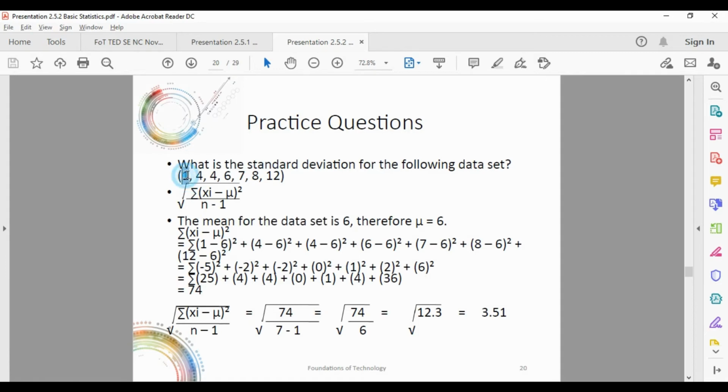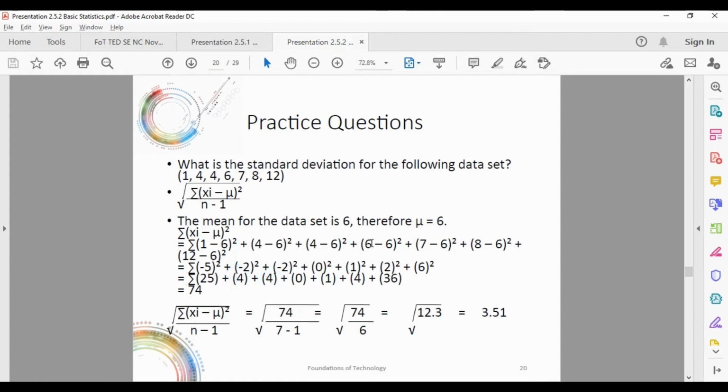Then you take each element, 1, subtract 6, 4, subtract 6. There's another 4. Then there's the 6. Then there's the 7. Then there's the 8. And then finally there is the 12. Okay? 1 minus 6, that's a negative 5. Then you're going to square it. When you're doing this in a calculator, make sure you square the negative. All of these numbers should be positive. So 1 minus 6 is negative 5. Square it, that's 25. 4 minus 6 is negative 2. Square it, that's 4. Do it twice.